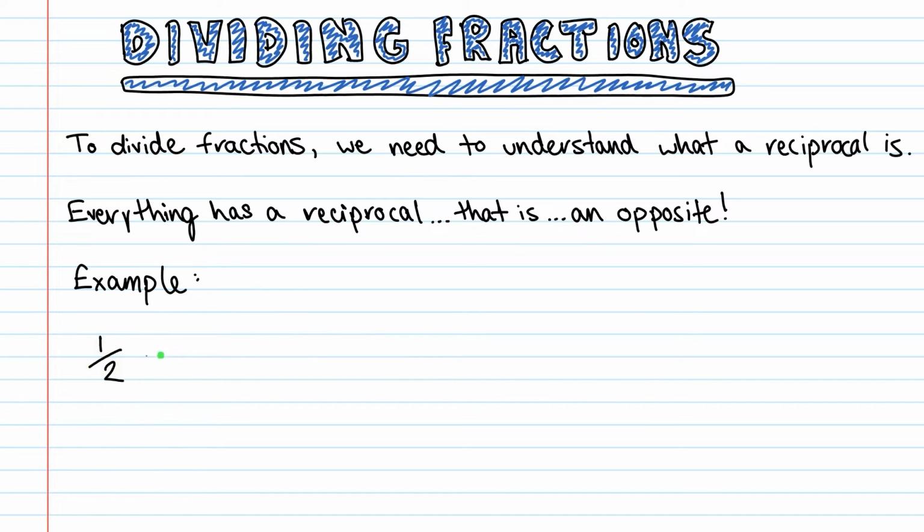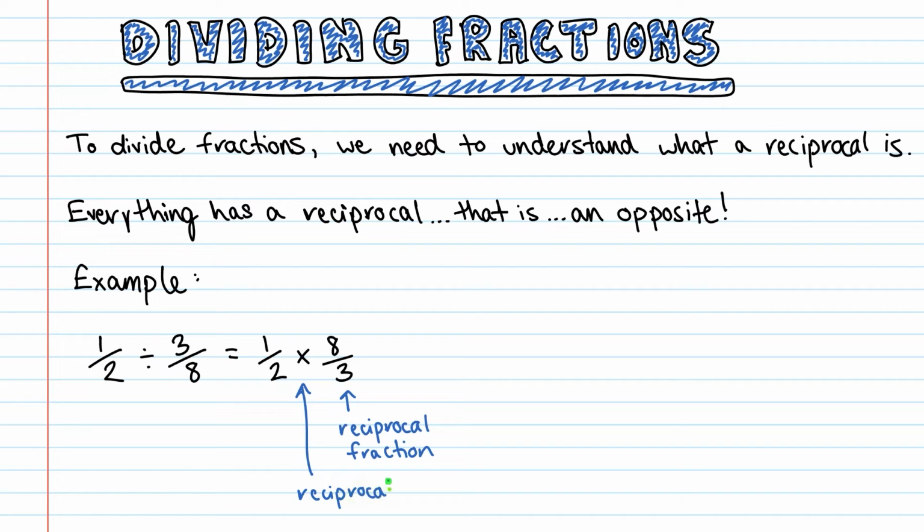Now we can try a division problem here. What's 1/2 divided by 3/8? Well, we need to find the reciprocal of one of those fractions. And I did that. I like to do the second fraction, but you can do the first if you want. Then we flip the sign. So instead of doing 1/2 divided by 3/8, we're going to do 1/2 times 8/3.